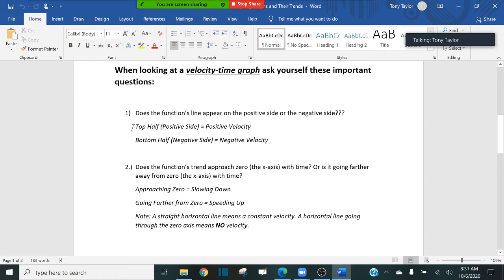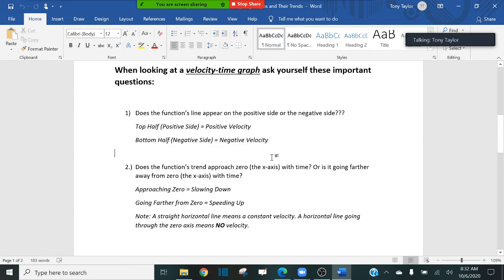Here's why that's important: if you look at the graph and you see a line or some sort of function appearing on the top half, which is the positive side, that always indicates the object is moving in the positive direction. If you see a line appearing on the bottom half, which is the negative side, that always indicates an object that is moving in the negative direction. So again, top half, the object has a positive velocity. The bottom half means the object has a negative velocity.